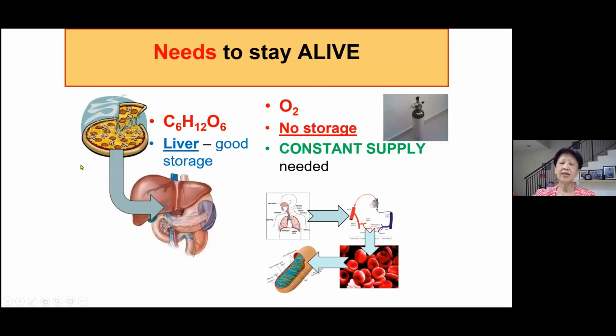So we did say that energy is important, but we don't have to ingest food all the time, because we have a good storage organ in the form of the liver, so that we only need to take food probably 3 times per day. However, the same cannot be said for oxygen, because there's no storage for oxygen and a constant supply is needed. And that supply has to be ensured by us as humans or by providers in the form of a patent airway by the process of breathing.